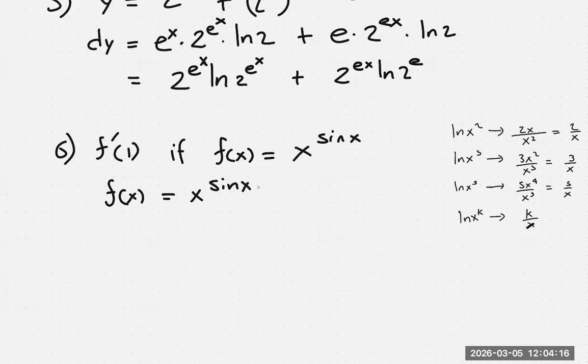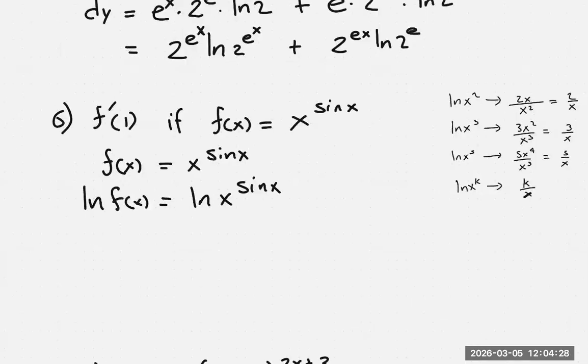You take the natural log of both sides. There you go. Take the natural log of both sides. I didn't know it was that. We did it right before exponential. All right, so it's ln f of x.